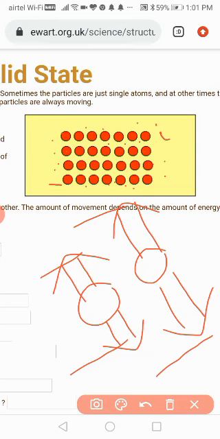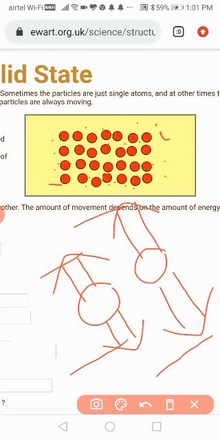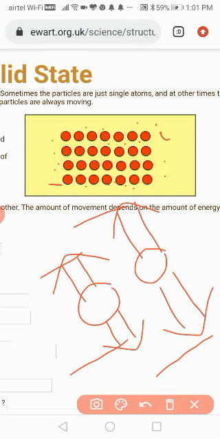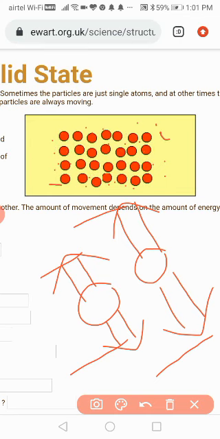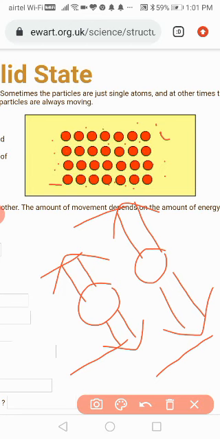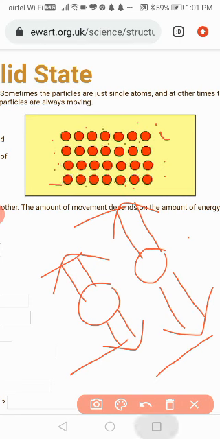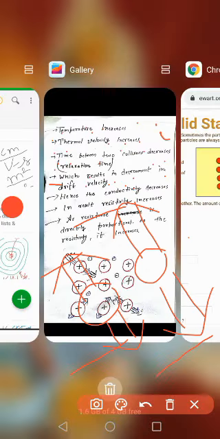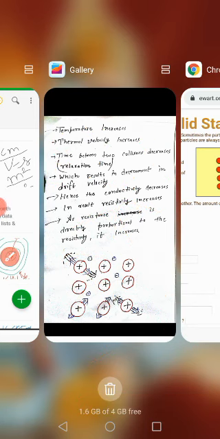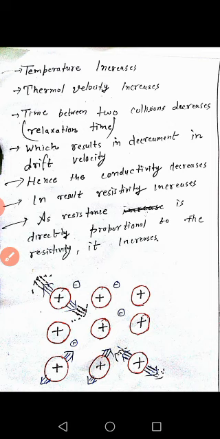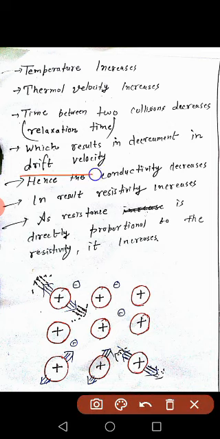Again, the collisions will be more, because already electrons are moving with a rapid speed with the thermal velocity, and the thermal energy is also imparted in the atoms, and that energy is showing itself as vibrational energy, so there will be more vibrations. So hence we can conclude the increment in the temperature will decrease the drift velocity. Up till this point we have explained everything.